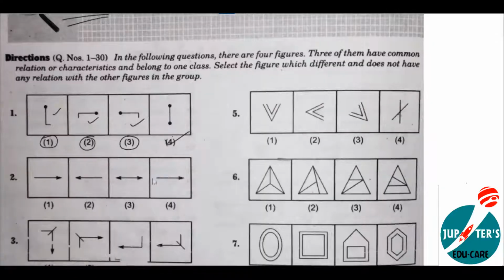Next, coming to question number 2. In option 1, we have only one arrow symbol. Next, in option 2 also we have only one. In option 3 we have two arrow symbols. Next, in option 4 we have only one arrow symbol. Means in option 1, option 2, option 4 we have one arrow symbol only. But in case of option 3 we have two arrow symbols. Means 3 is our answer.